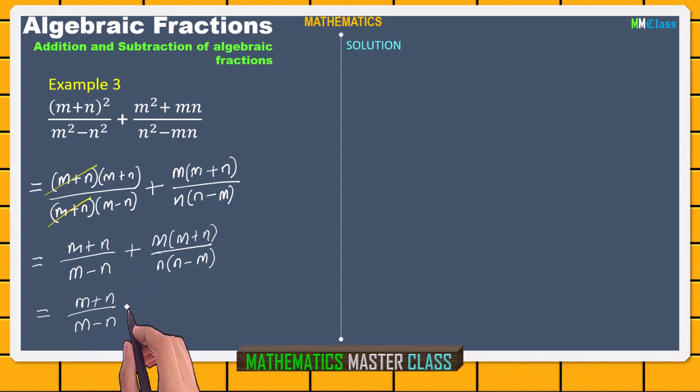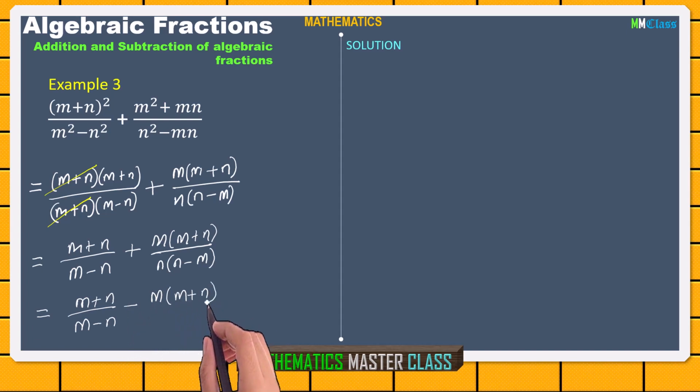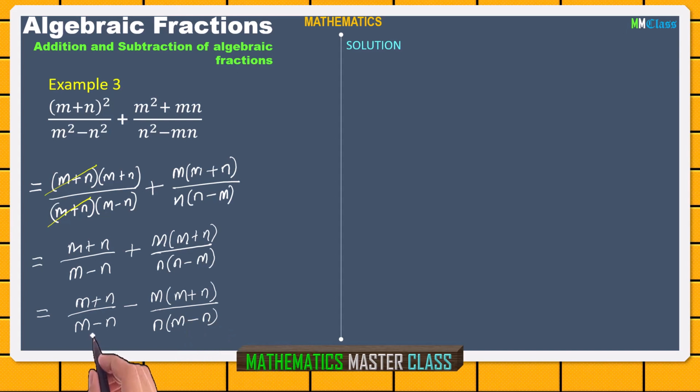Instead of writing plus here, we'll now write minus, m(m plus n) all over n(m minus n). So if we do that, we have gotten this value and this value to be the same. So we can now talk about the LCM of this fraction. We still have some factorization to do. So after the factorization, we have cancelled out the common factors. So we can now continue by finding our LCM.